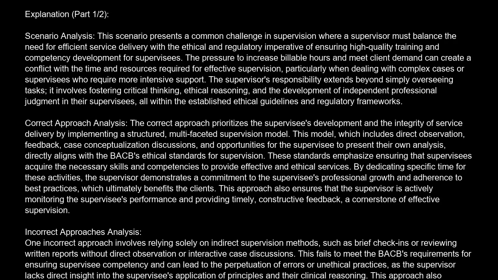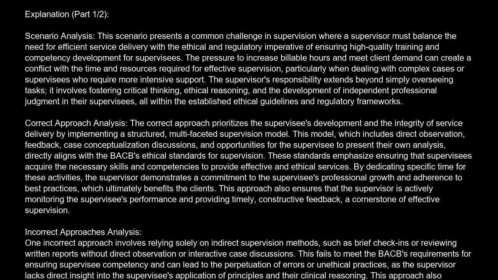Correct answer is B. A model where supervision primarily consists of reviewing session notes and providing brief, written feedback, with occasional unscheduled check-ins to address immediate client issues. Explanation. Scenario analysis. This scenario presents a common challenge in supervision, where a supervisor must balance the need for efficient service delivery with the ethical and regulatory imperative of ensuring high-quality training and competency development for supervisees.